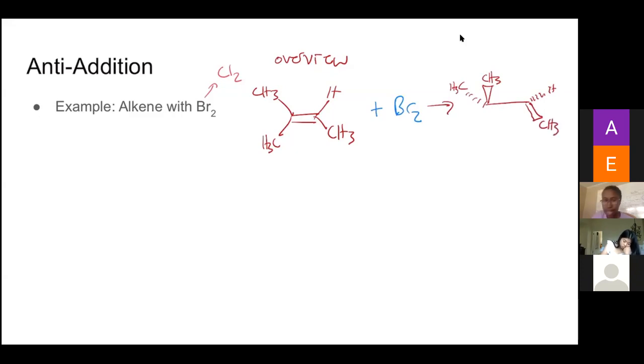And then because it's anti-addition, both of our bromines are going to be on opposite faces of the molecule. So one bromine is going to be pointed down like this, and the other bromine is going to be pointed up like this. So let's go ahead and draw out the mechanism so we can see how these things occur.